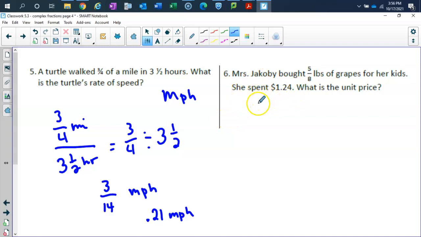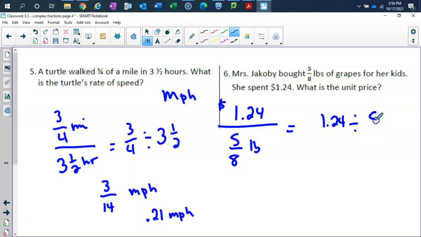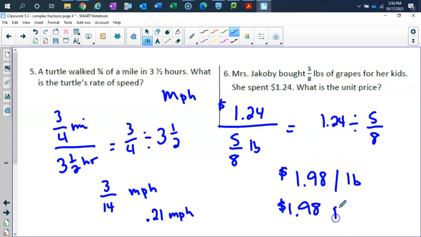Well, remember, money always goes on top. We're going to do cost per pound. So $1.24 per 5/8 of a pound. When you punch this into your calculator, you're doing $1.24 divided by 5/8. And when you punch this in, you're going to get 1.98, and that is dollars per pound. Make sure you have your label. Again, it could be written like this, $1.98 per pound, or with this slash, that means per pound.